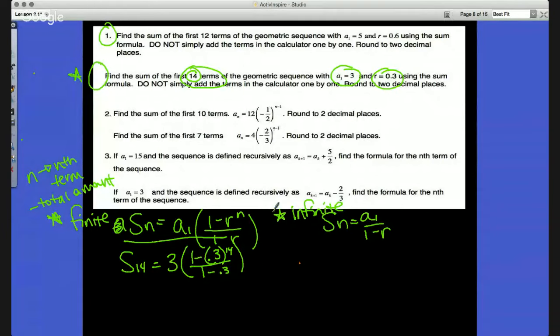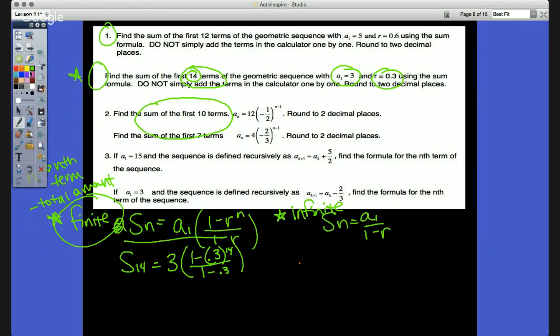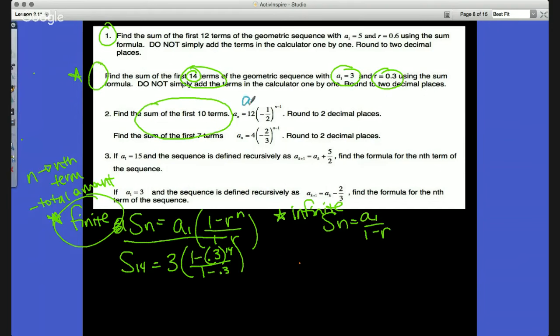On number 2, let's look at number 2 here. It's very similar. The only difference on this one is you have to notice that the second one is geometric, not based on the wording, but based on the formula. But you notice that it's the sum of the first 10 terms. So if I'm finding the sum of the first 10 terms, it's still finite. Therefore, we're going to plug it into this formula. Since we already have an idea of what's going on, I don't want to go through too much. But what I can say is that the A1 term would be 12, where the rate would be negative 1/2. Okay?